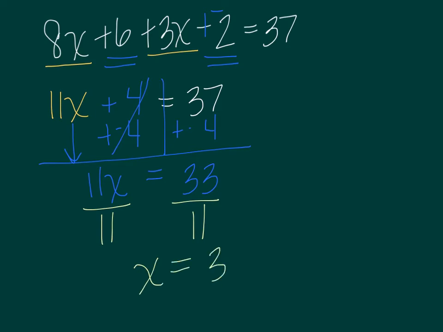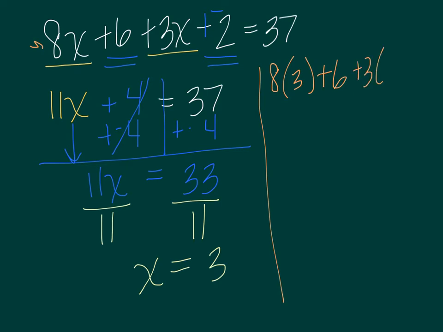Now, just like yesterday, we can check our answer. So I'm going to go back to the very first equation, the one that was given, and I'm going to do 8 times 3 plus 6 plus 3 times 3 plus -2, and I want to know, does that equal 37?